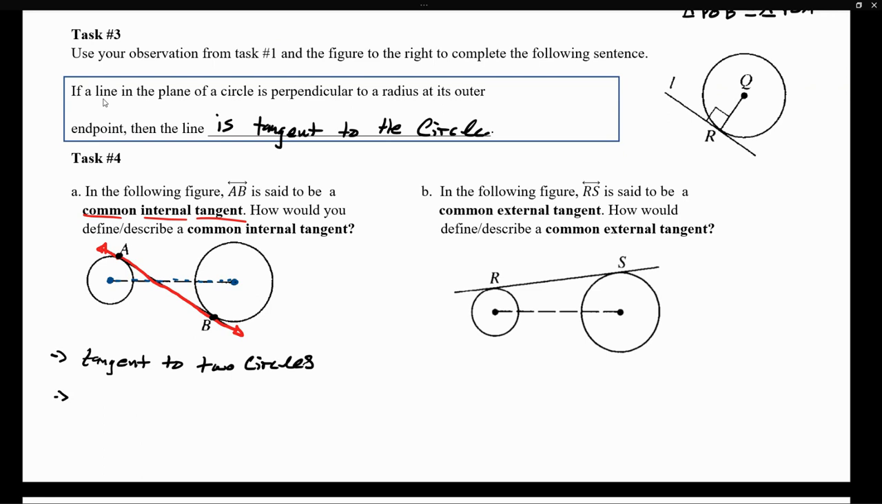So a common internal tangent line has two characteristics. It is tangent to two circles, and in addition to that, it also intersects the segment joining the centers.